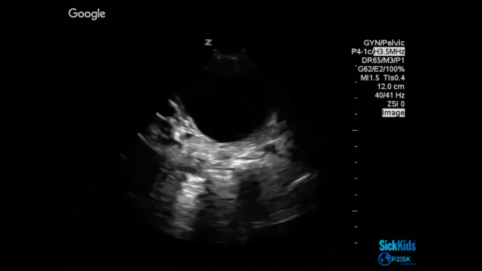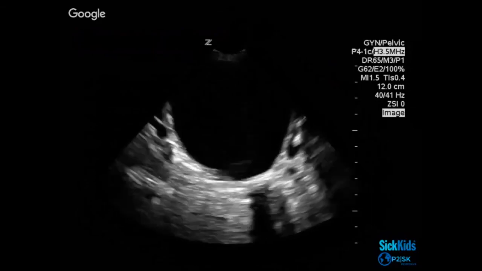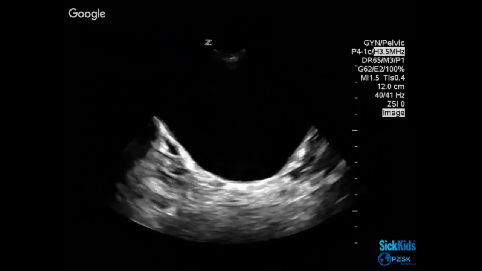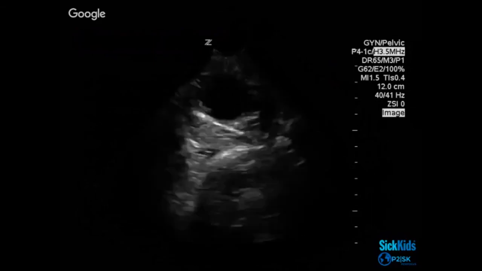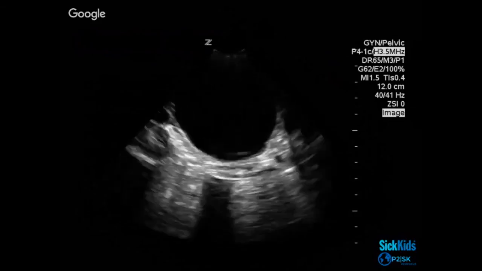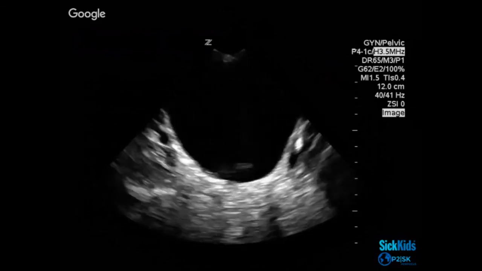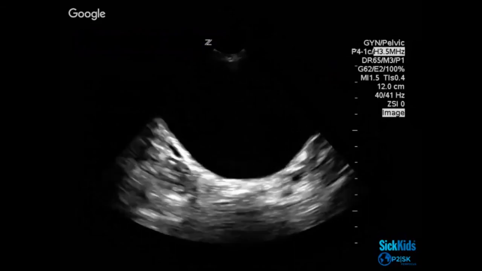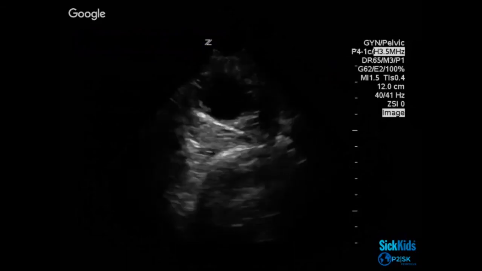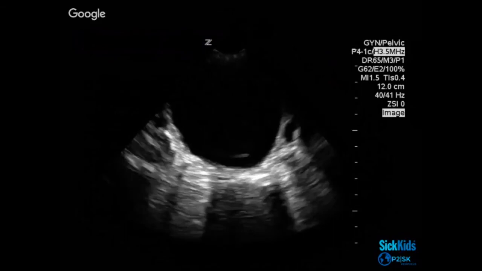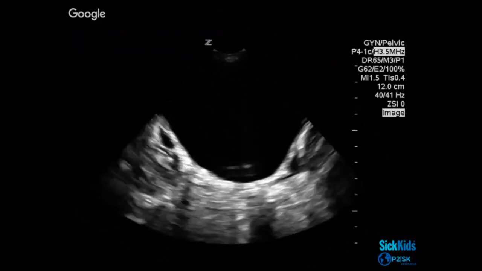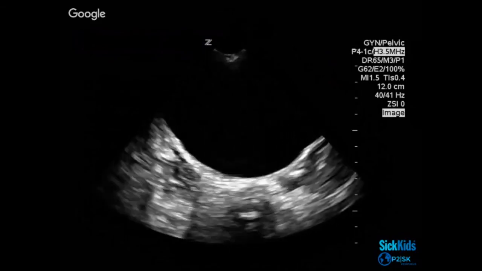That was the history. She was young and she had discomfort for a while, and the radiologist report from an outside ultrasound said bladder cyst. So it's very unlikely to be a bladder cyst, but looking at the cystic structure itself, we can see it's hypoechoic, it's well circumscribed, there's not a lot of septations, there's not a lot of complications, and it's significant in its size.